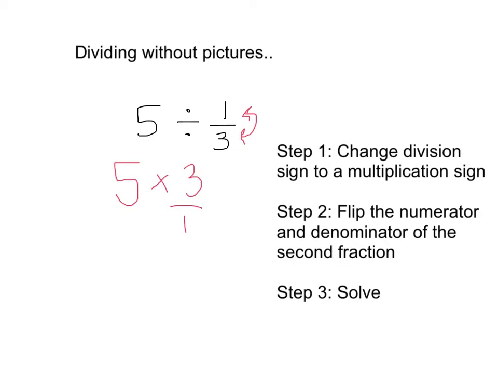Well, in the past we talked about how you can add 1 as a denominator to any whole number, and so now all I have to do is just multiply the top. 5 times 3 equals 15. 1 times 1 equals 1. So my answer to this problem is the whole number 15.